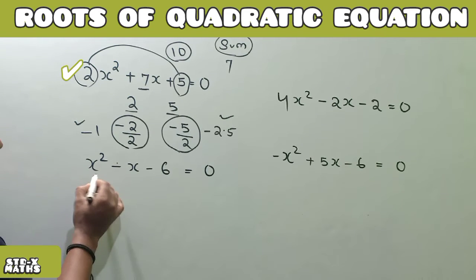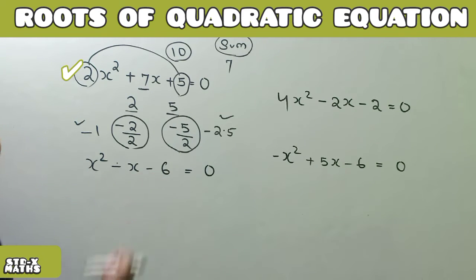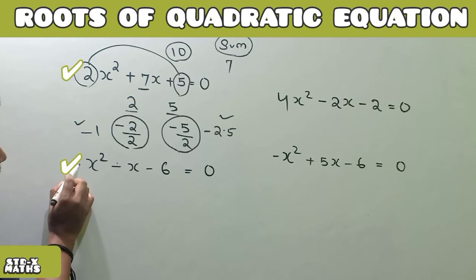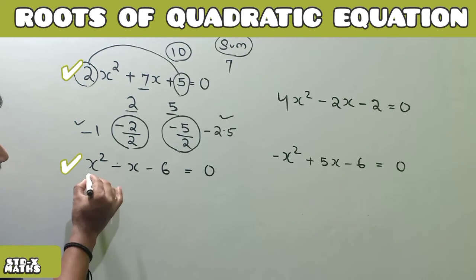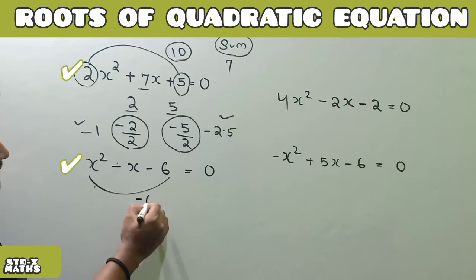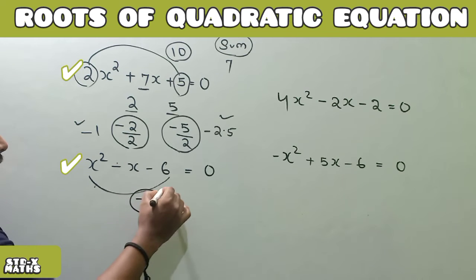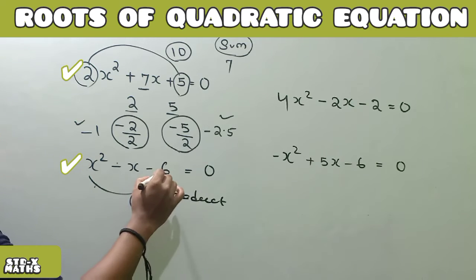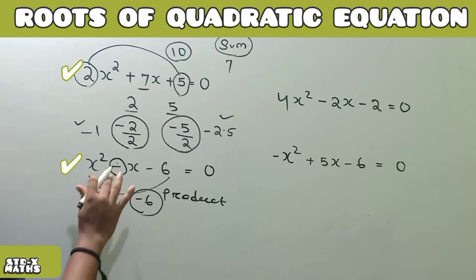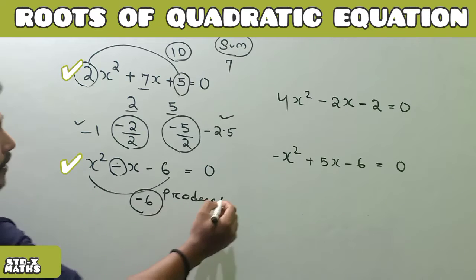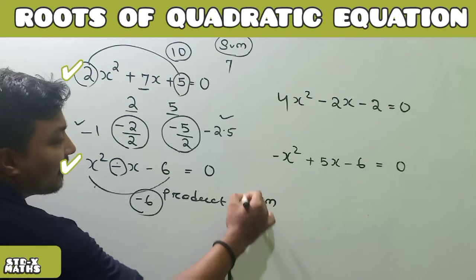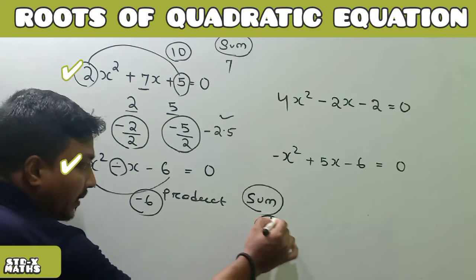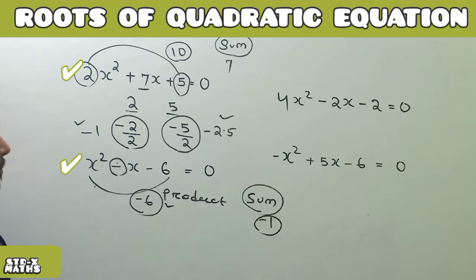Everyone see. Here it is given x square minus x minus 6 equal to 0. The formula says the product will be the coefficient 1 times -6, so the product will be -6, and our sum will be -1, since the coefficient here is -1. So the sum will be -1 and the product will be -6.